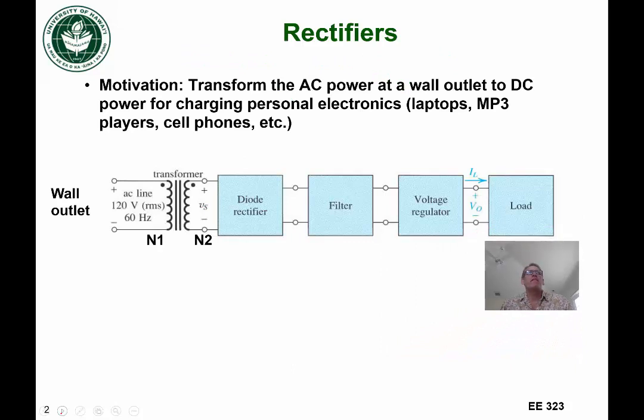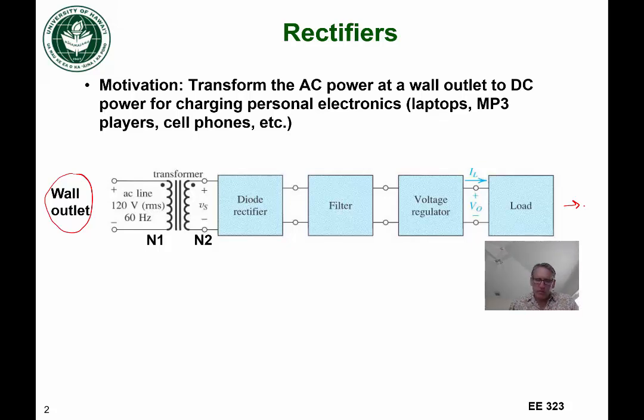So just to put this in context and to understand where diode rectifiers are used, I'll show you a little diagram here from your book that shows an example of a wall outlet, and then the other end of the circuit is going to be some load, which might be, say, your computer or a cell phone charger or something like that. And we'll see the process of how the wall AC voltage gets converted.